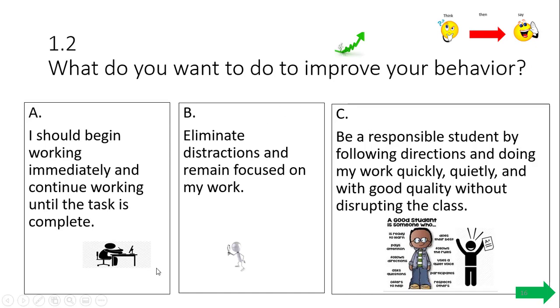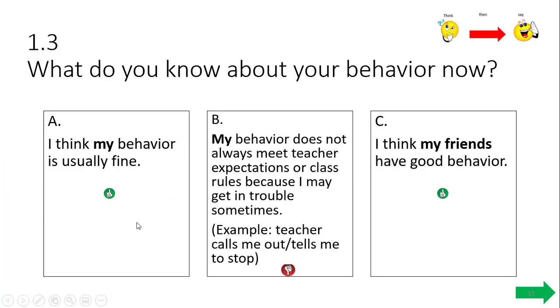I hope you saw your symbol. I hope you picked A. Point to A. A is the correct answer for 1.2. You should begin working immediately and continue working until the task is complete. We know that because we are looking for this symbol each time. This is your answer.